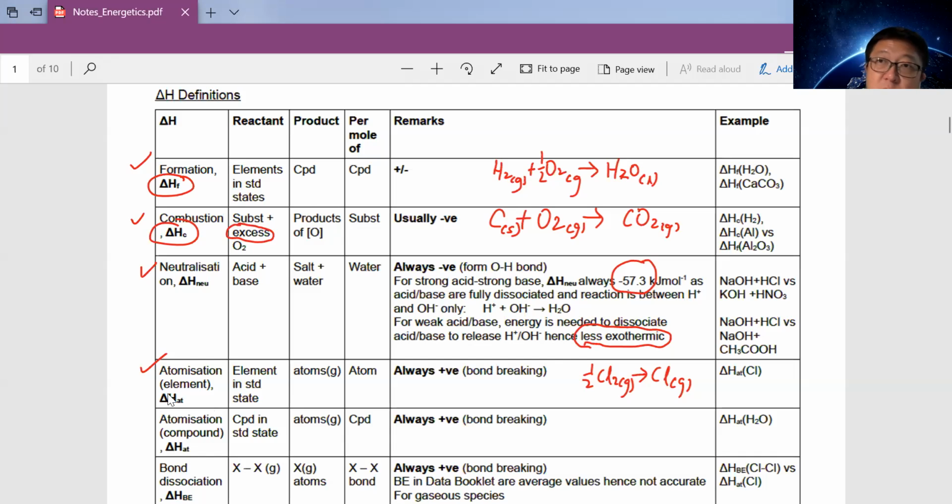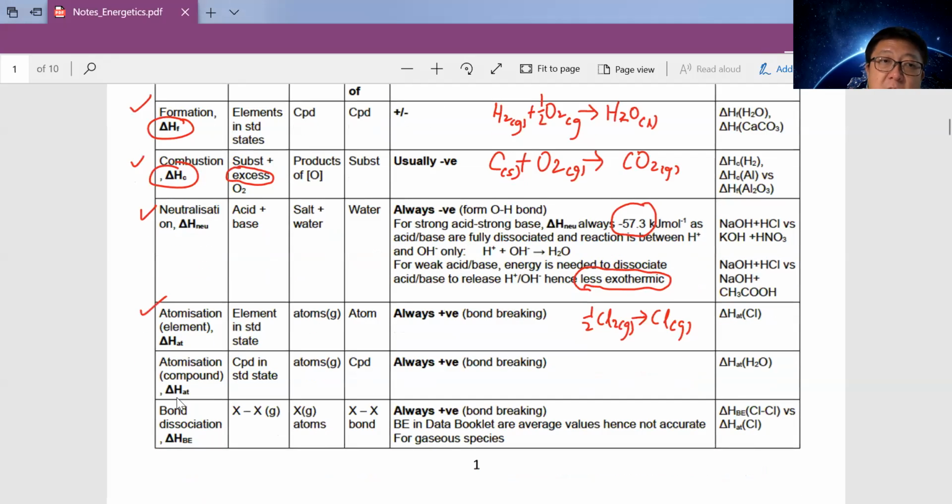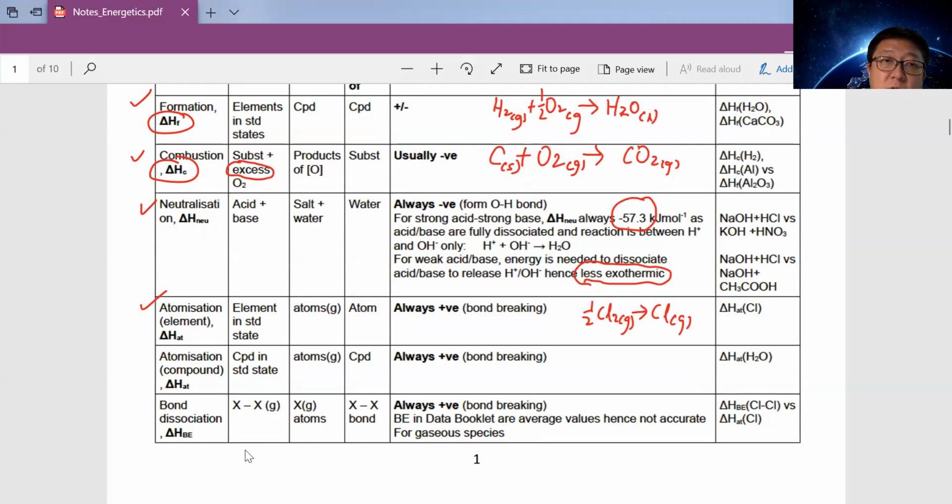I repeat again, this one is needed in lattice energy calculation later. So you must remember. Okay, atomization of compound. This one also has the same thing, so water atomization, right? So this is your H2O liquid all the way to H2O gas. Okay, so it's this one.